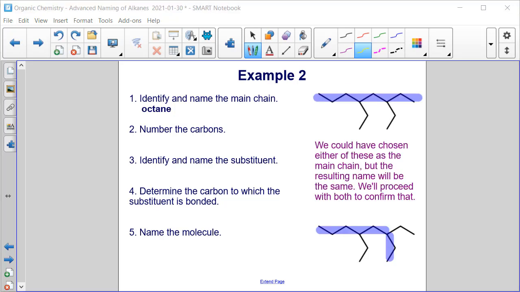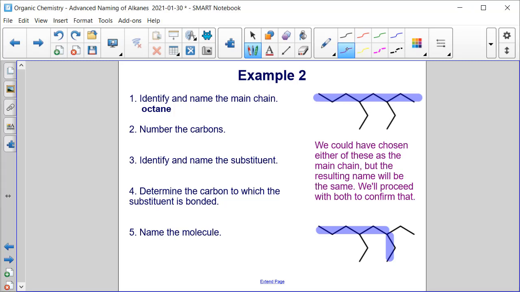All right, so here's a discussion of exactly that. This is octane, and we could have chosen either of these, as you see in purple highlight, as the main chain, but the resulting name will be the same. We'll proceed with both to confirm that. So I'll just show you using both that it doesn't matter which one you choose, you end up with the same molecule. The next step is to number the carbons.